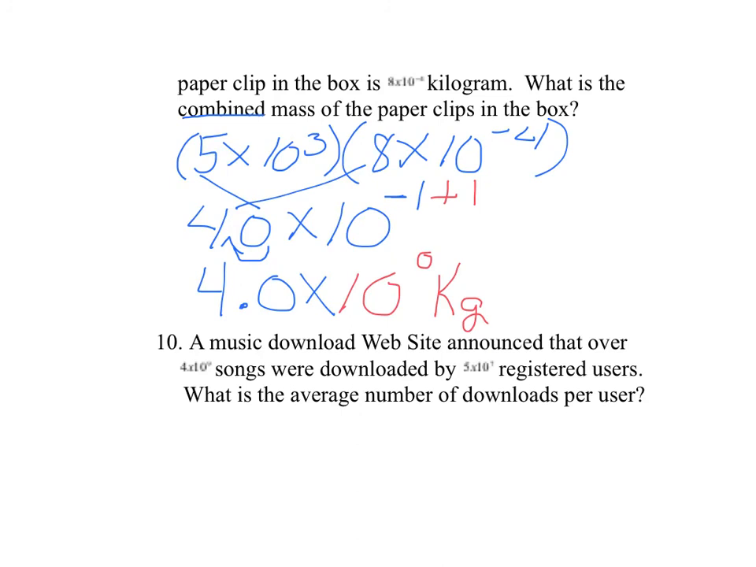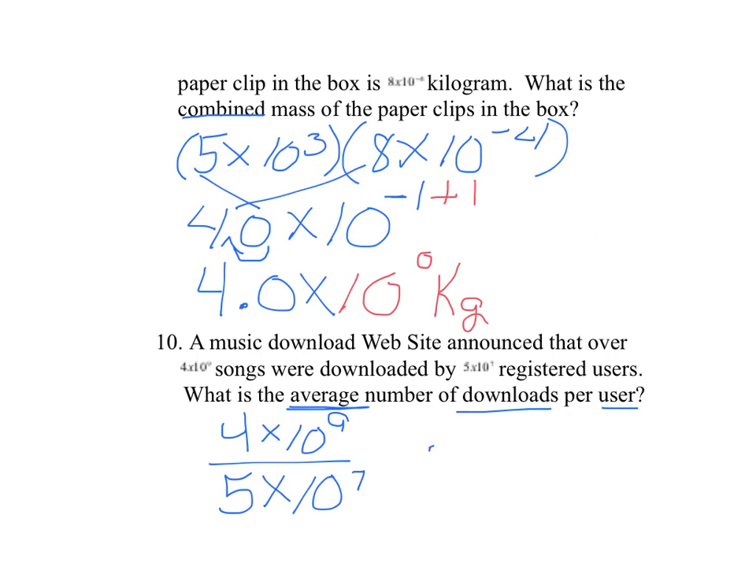Number 10. A website announced that over 4 times 10 to the 9th songs were downloaded by 5 times 10 to the 7th users. What is the average number of downloads per user? So average here is telling us that we need to be dividing, and we're looking at downloads divided by users. So my downloads were 4 times 10 to the 9th, and my users were 5 times 10 to the 7th.